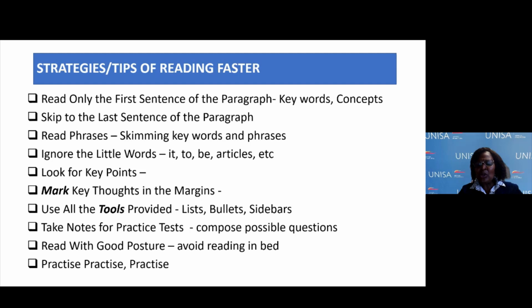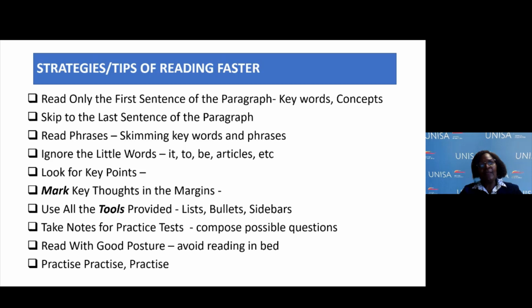You compose your own possible questions, because you know that eventually, after you read, you are going to answer questions. There will be questions that you will need to respond to in your assignments and in your exams. And what is very, very critical, something that maybe we think is not important, is to read with a good posture. When you are studying, you can't be studying in bed. You cannot say you are studying. How are you going to take notes? How are you going to mark the key thoughts, the key ideas?